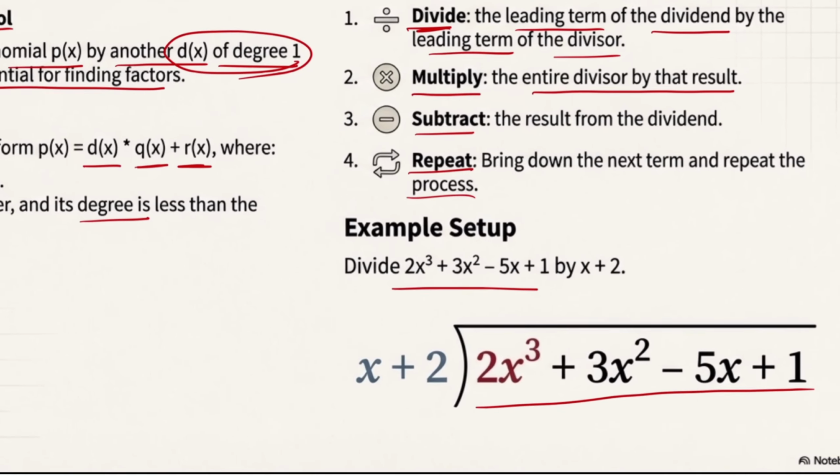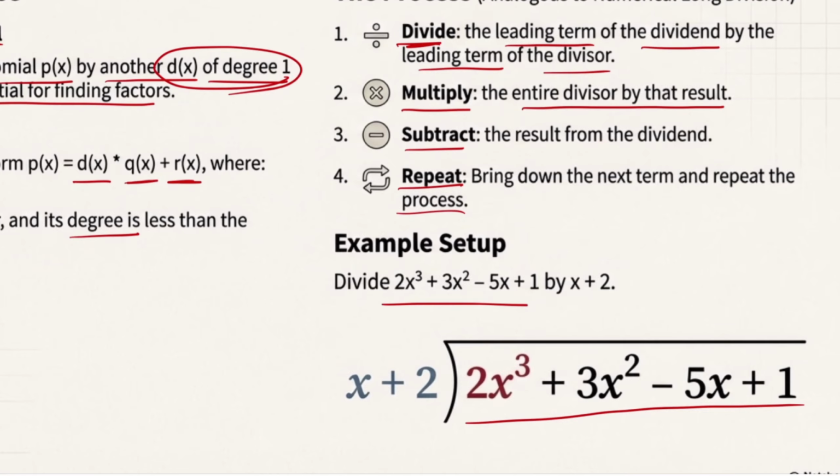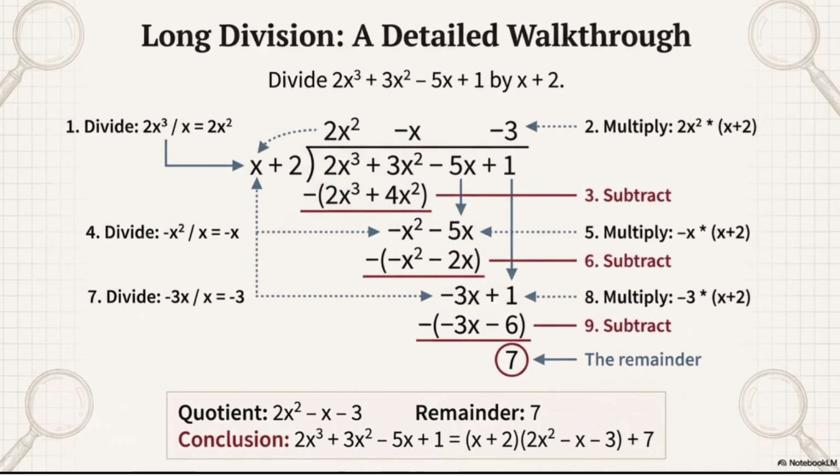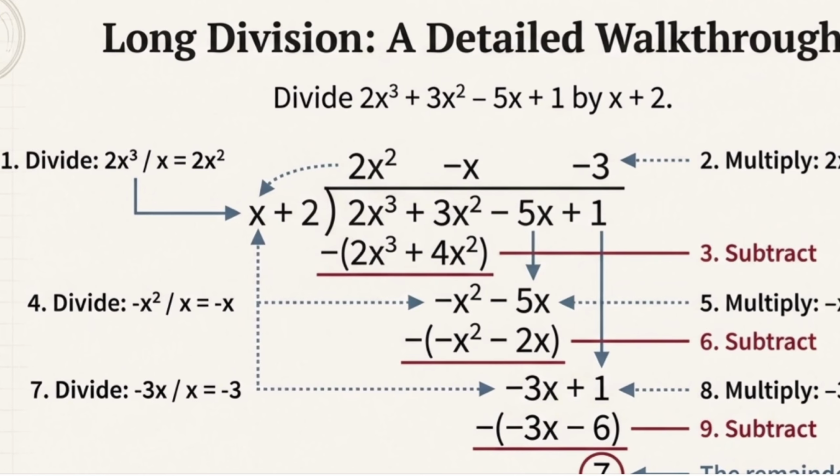Imagine that I do have this condition and I give you a question with a long polynomial, 2x to the power 3 plus 3x to the power 2 subtracted by 5x plus 1, and I would like you to divide that by x plus 2. So obviously you would just write it down like this and divide. So let's see what is happening inside.